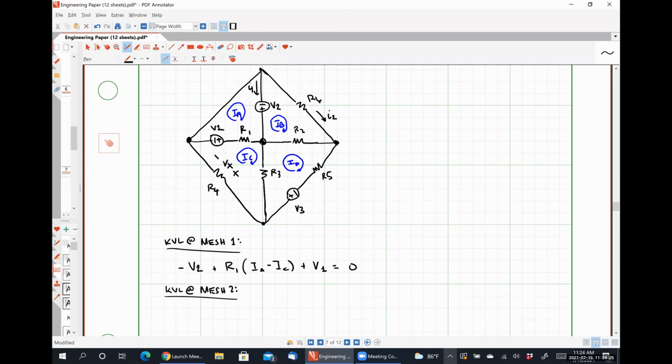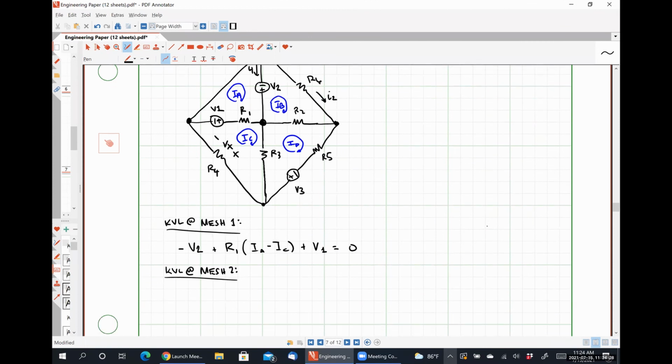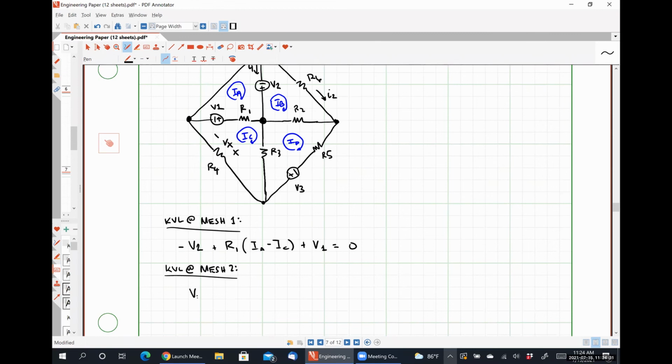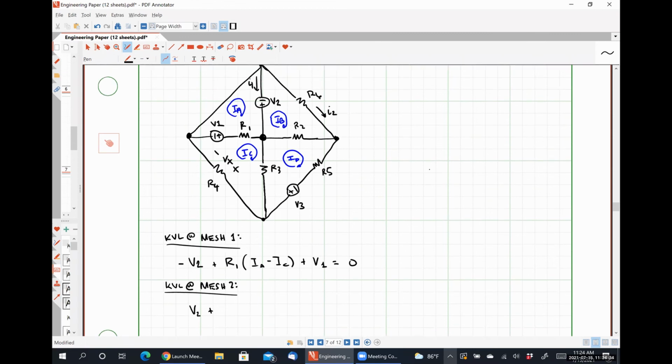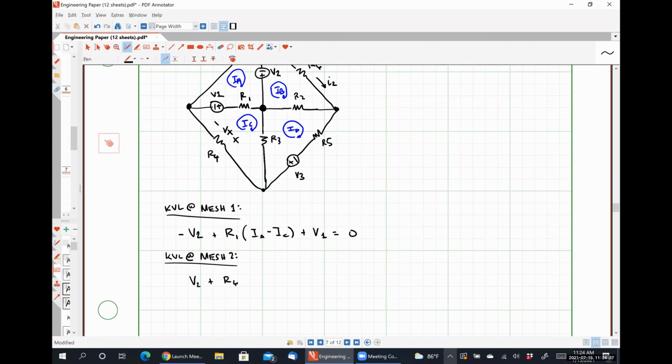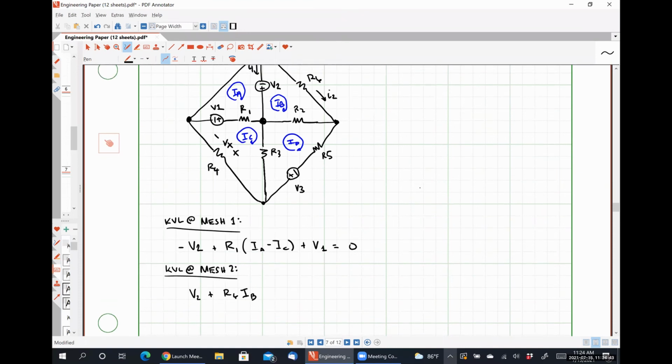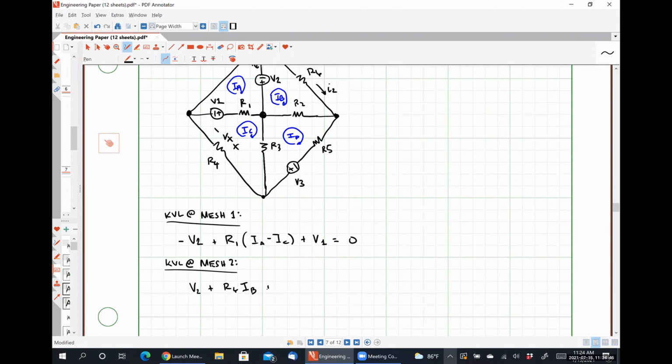All right, so let's do mesh 2. I'm going to start right here. The first thing that I see is the positive polarity terminal of V2. So I'll have V2 plus, then I see the resistor R6, and it's only going to have a mesh current of IB flowing through it. Then I see the resistor R2, and it's going to have a total current of IB minus ID flowing through it. And I set this equal to 0. Any problems with this mesh equation? No, that's exactly how I set my first 2 up.